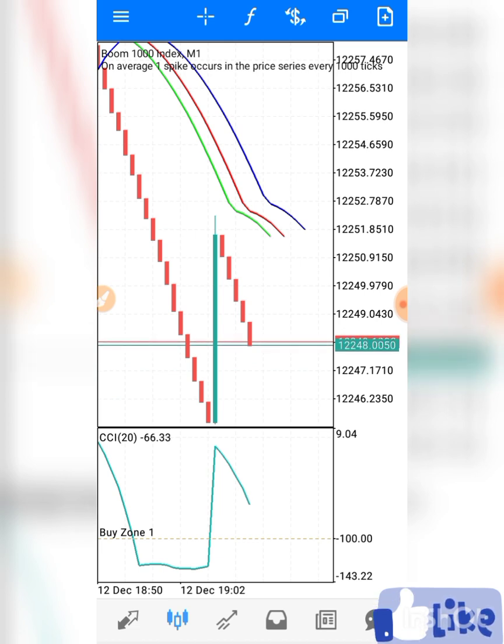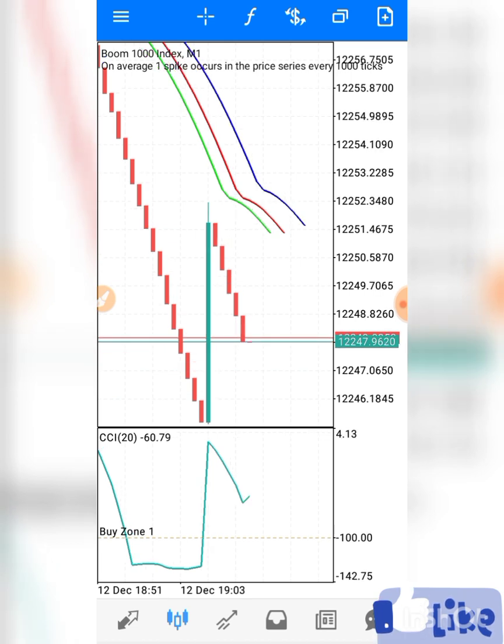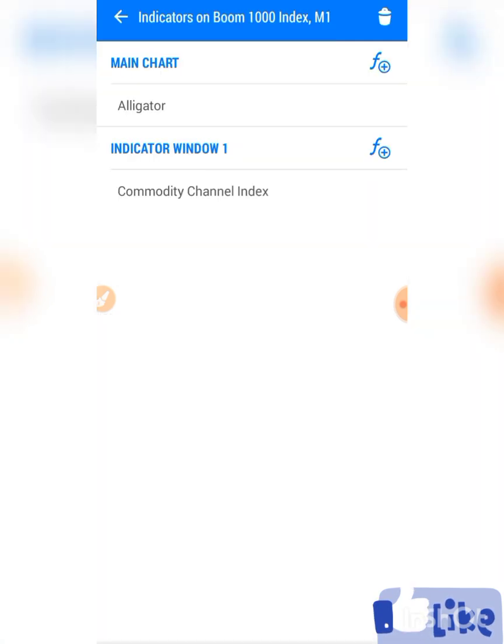Today's strategy is simple, for scalping Boom and Crash. I'll be fast with it so that you can go through the whole video and everybody can have a look at it. So let's go straight to the indicators I'm using. I'm using just two indicators. You click on the F at the top. I know by now everybody knows how to. If you don't know how to add indicators, go through my other videos and you'll get them.